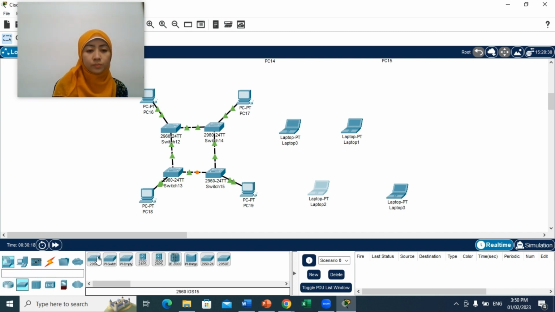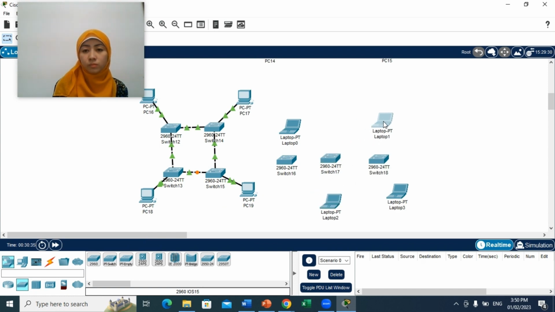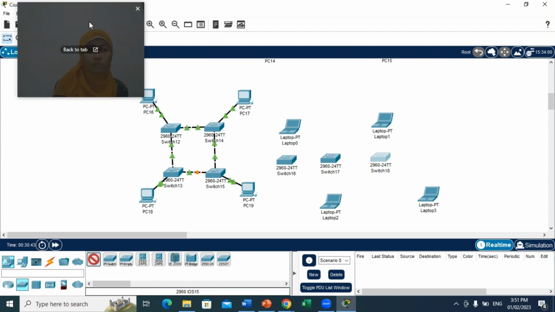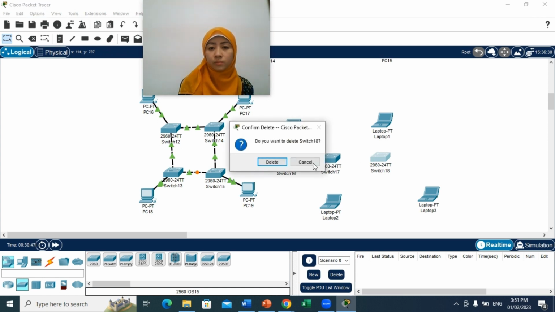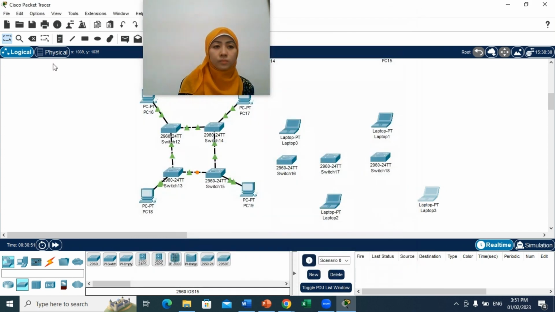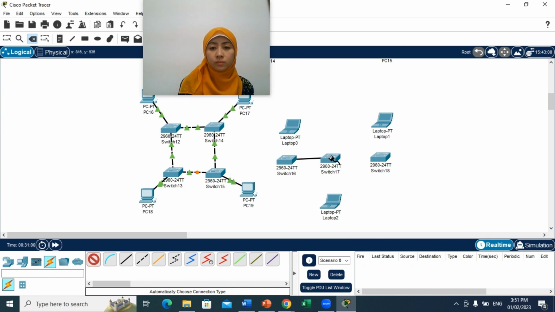Then we need a switch. Okay, we will then connect. So there you go. We have already our bus topology.